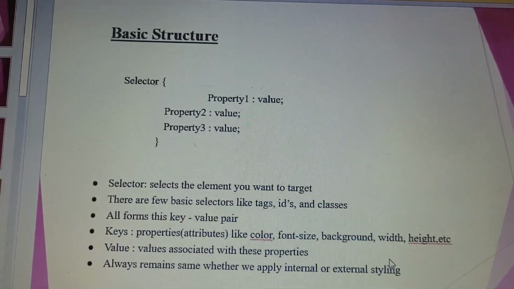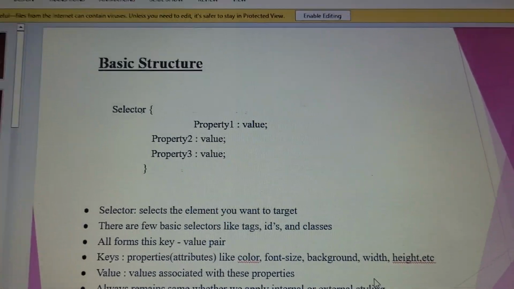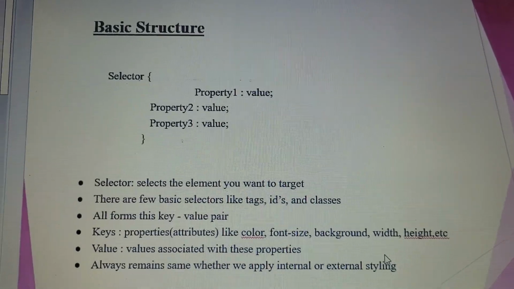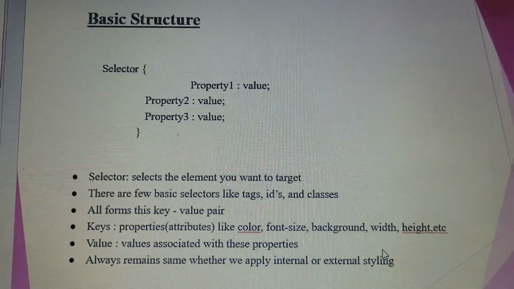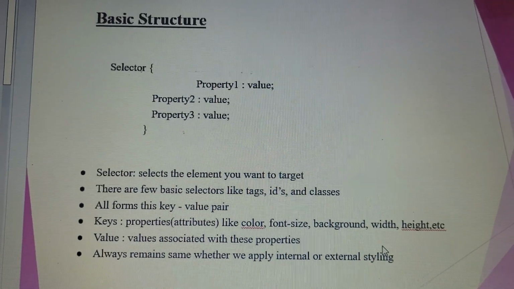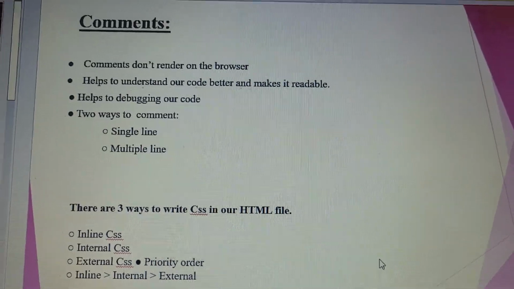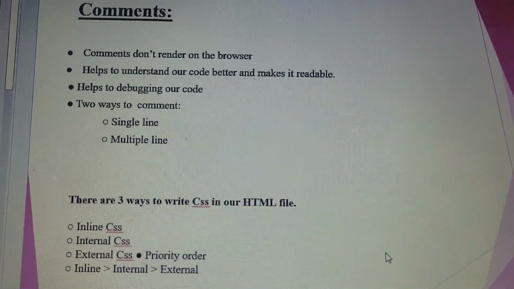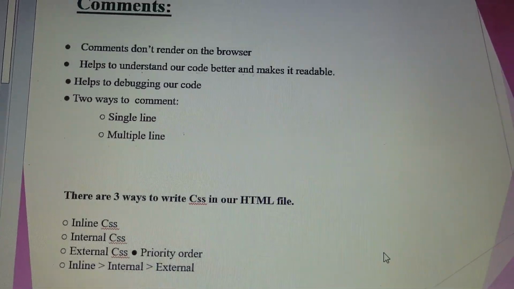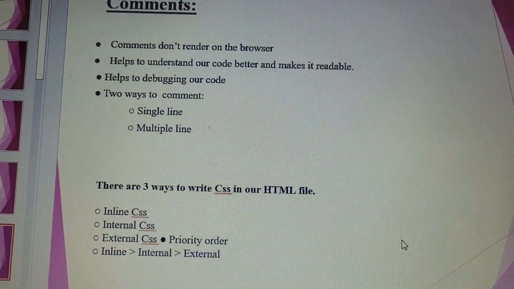Basic structure. A selector is one type of element that we can give. The selector is an HTML element to which we can give the property and value of the CSS. There are a few basic selectors, like ID selector and class selector, right? After that, comments are not read by the browser; they help to understand our code, make it more readable, and help with debugging our code, with single-line and multi-line comments.